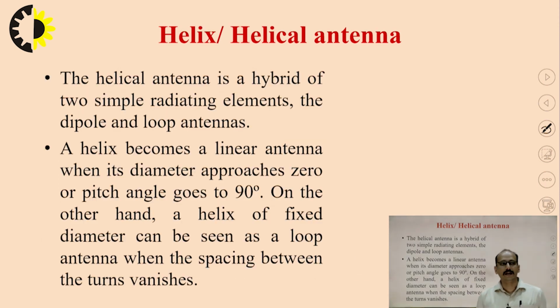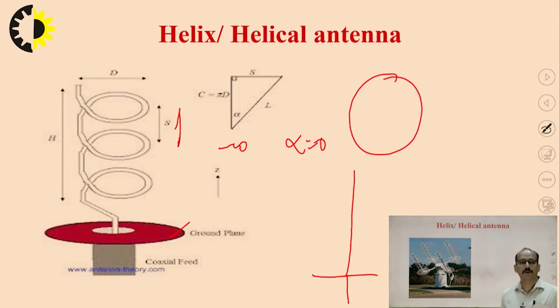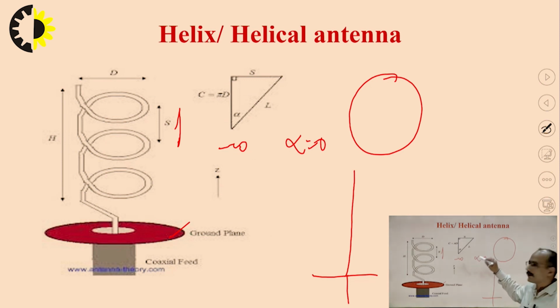So a helical antenna becomes a linear antenna when its diameter approaches 0 or the pitch angle goes to 90. On the other hand, a helix of fixed diameter can be seen as a loop antenna when the spacing between the turns vanishes. So here, as I told you, this angle is about 90 degrees and this is about 0 degrees. Then it will become the dipole.